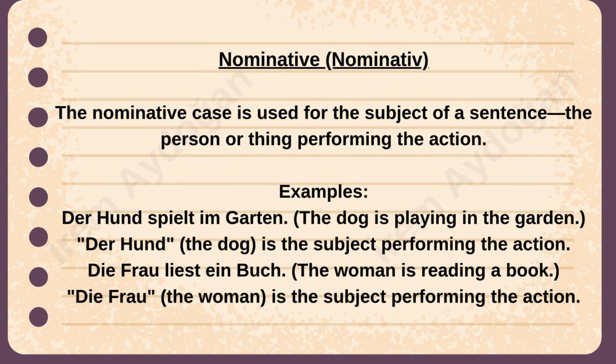So this is nominative. Die Frau liest ein Buch. The woman is reading a book. Who does the action? The woman. So this is nominative. Let's sum up together. We use nominative if a person or thing is performing the action. We use nominative case. Let's check the accusative case.